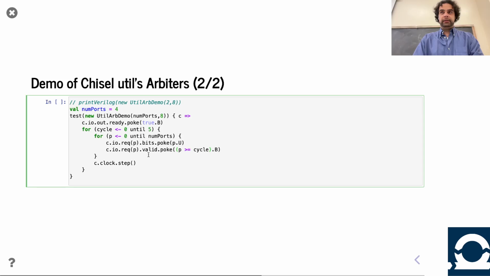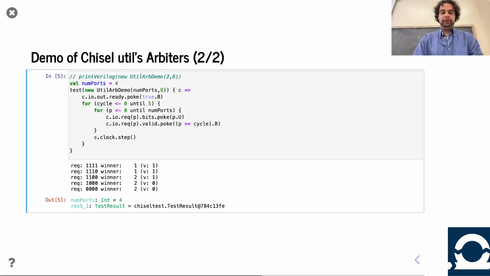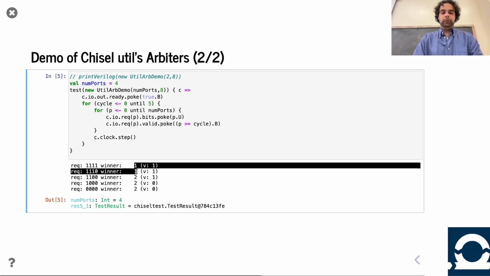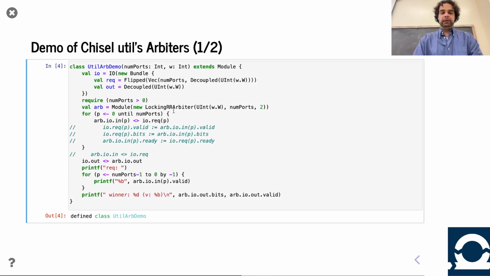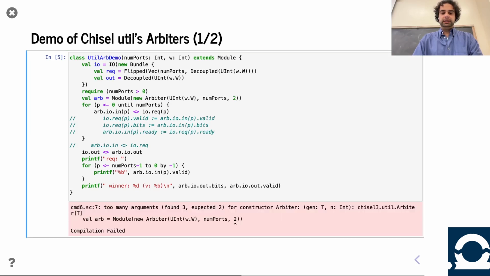Okay, let's kick this thing off. So we're counting on our printf to see what happens. Basically, you can see that originally we have all 4 ports requesting, and then port 1 wins. As time goes on, we have fewer ports requesting, and then port 2 eventually wins. Let's start tweaking this. So for example, instead of doing a locking round robin, what if we just did the OG, which doesn't even require that field?